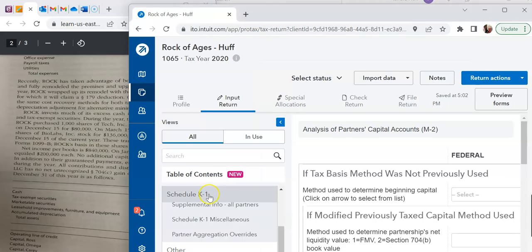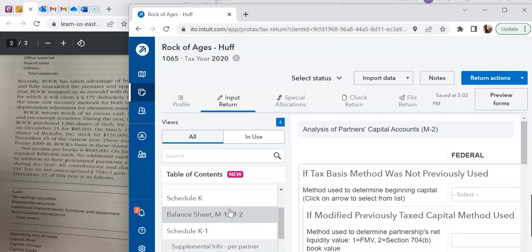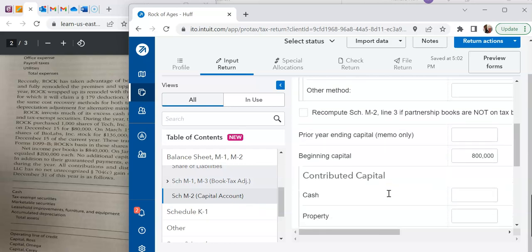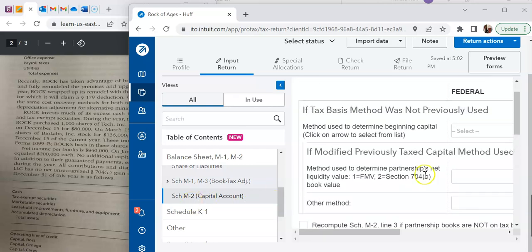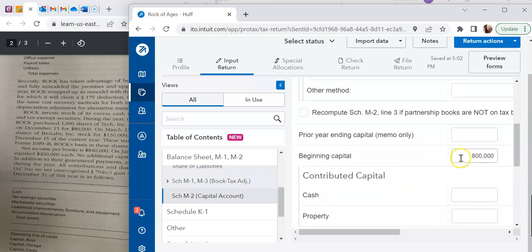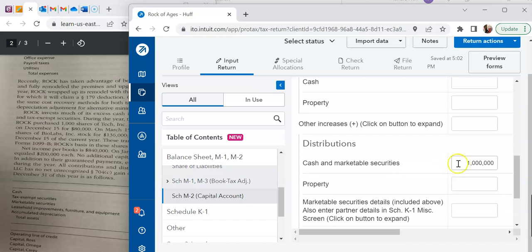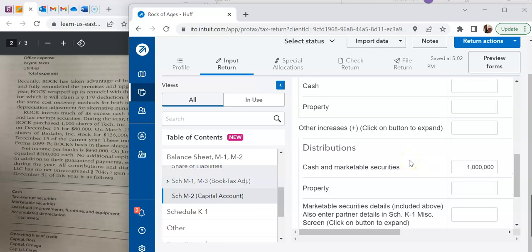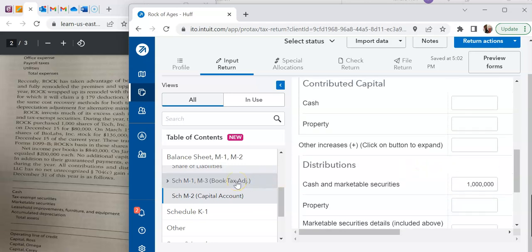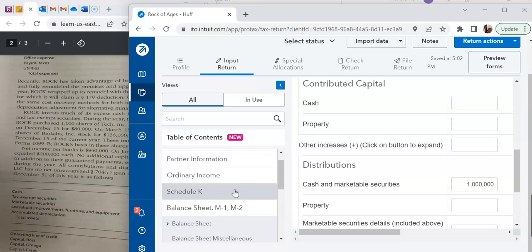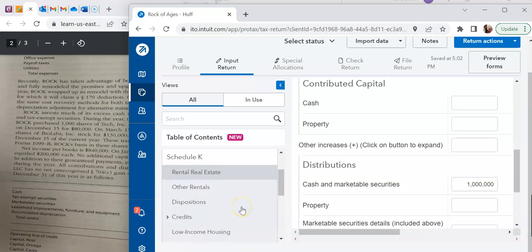Okay, I'm going back to the Schedule K. All right, so I went in here to this Schedule M2, and I put in the beginning balance of 800,000 and the $1 million that they took out. They each took out $250,000 apiece. So the distributions went there. Okay, so that got my beginning capital into the balance sheet. All right, then I'm going to go back to this Schedule K.